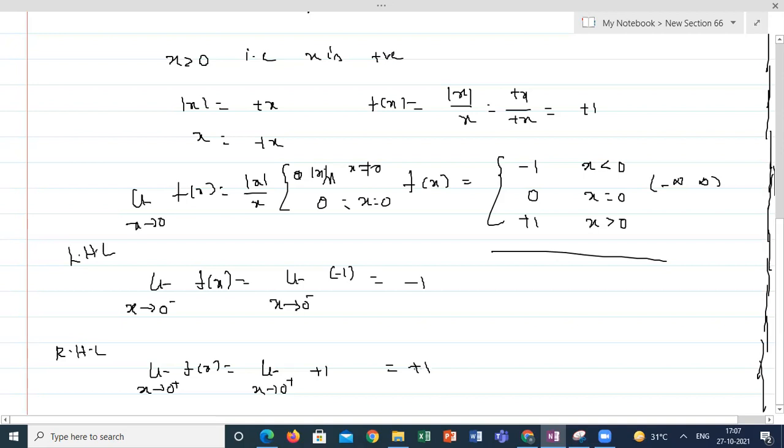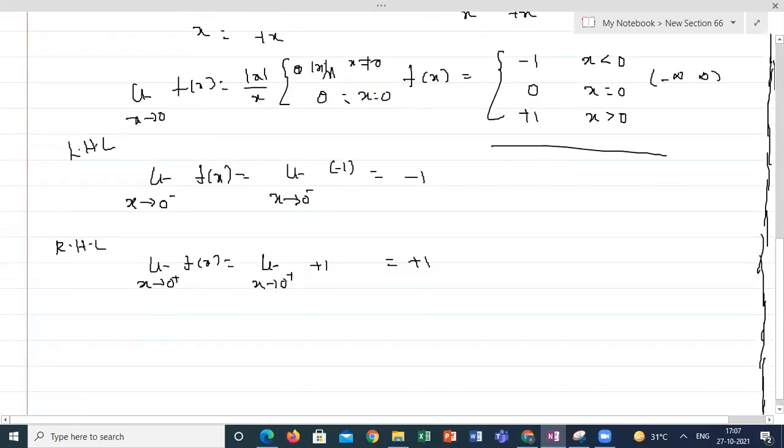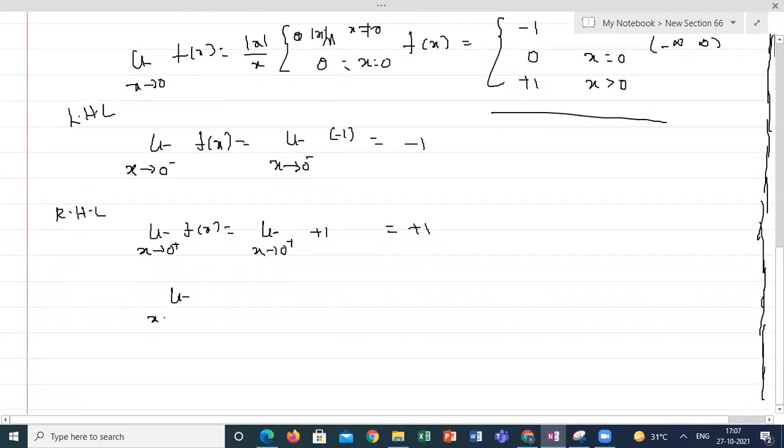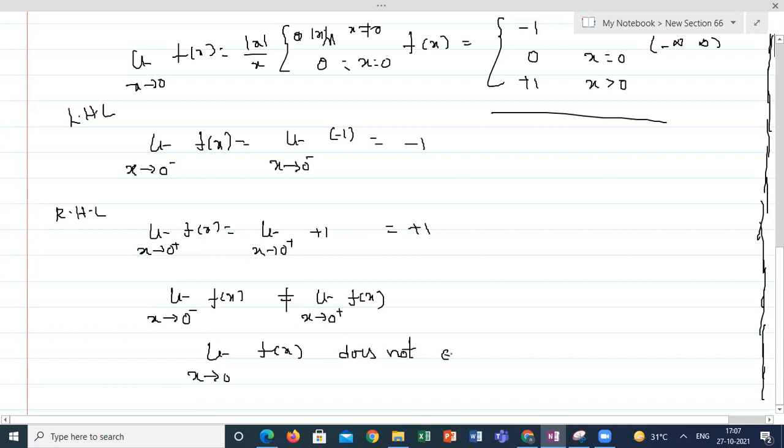So straight away what I can write here, the left hand limit is not equal to the right hand limit. So limit x tends to 0 minus f of x is not equal to limit x tends to 0 plus f of x. So at x tends to 0, the limit of f of x does not exist. Hope we are clear on what I am saying. Is it clear? Shall I move to the next one?